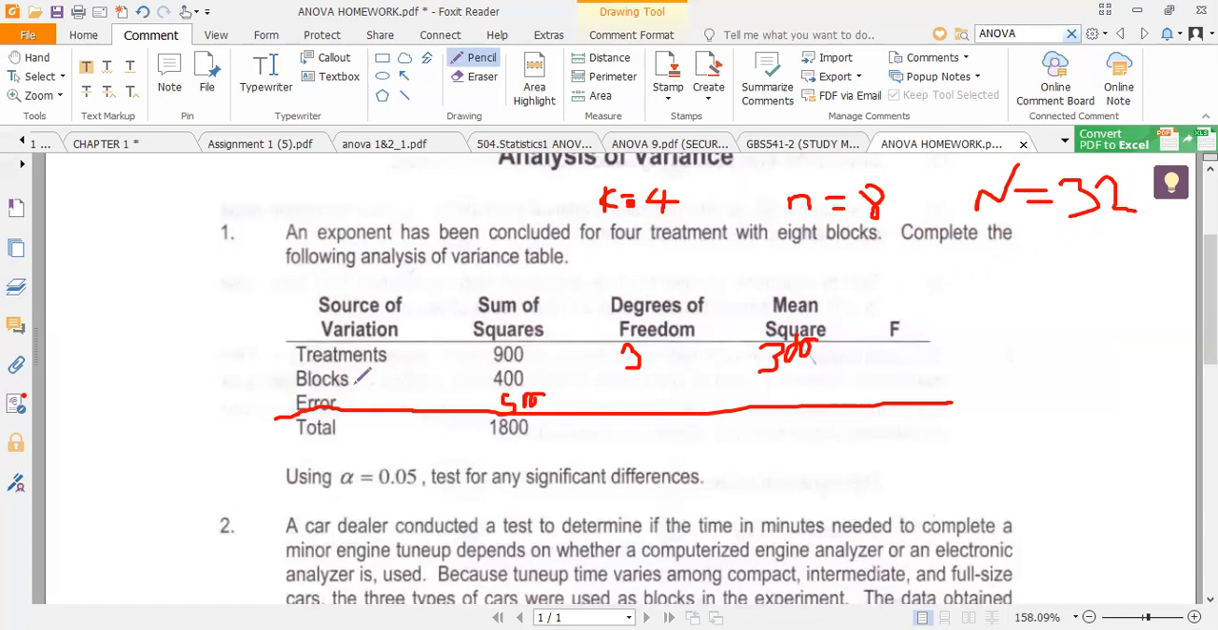So how do we find the degree of freedom from the blocks? It is small n minus 1. So what is our n here? 8. 8 minus 1, 7. Then when we multiply these two, we get 21. So the total of everything here, we'll just subtract 1 from the n there, which is going to give us 31.